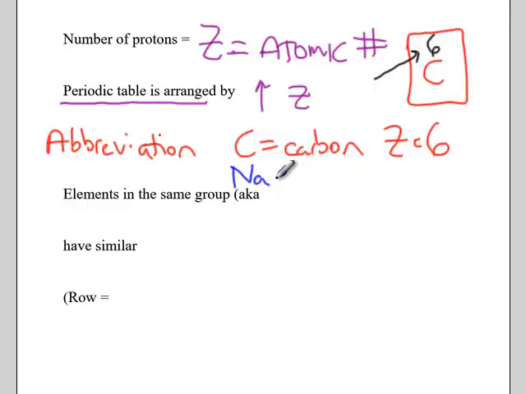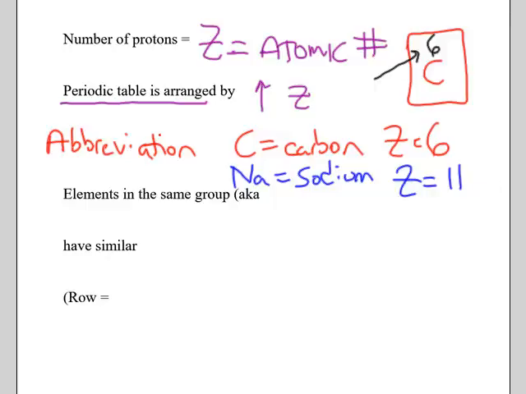Capital N, lowercase a, that's the symbol abbreviation for sodium, and sodium has a different atomic number. It has 11 protons. So what makes an element carbon versus sodium is determined by how many protons it has.